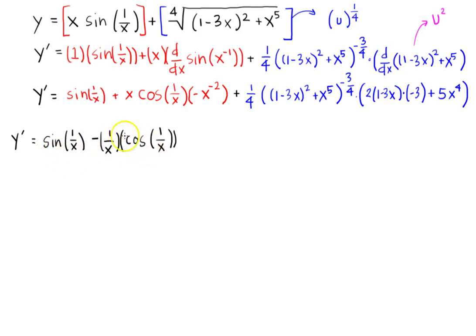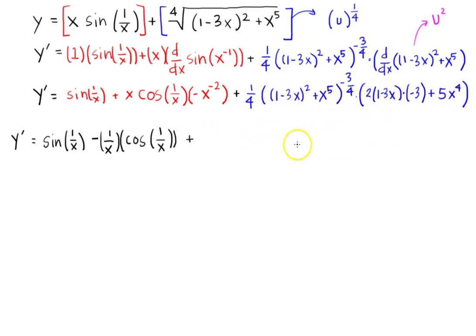I can't really combine these two. I'd like to, but I'm not going to do anything weird. Maybe I could check my identities and see if there's something funny I can do with a sine of 1 over x minus a cosine of 1 over x, but this is not simply a cosine of 1 over x, I've got this 1 over x in front of it. So I'm kind of stuck there, so I'll just leave it.